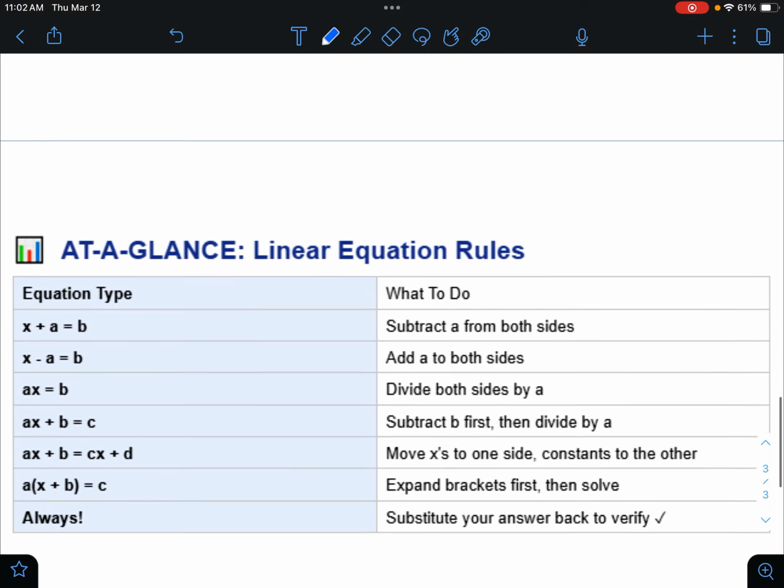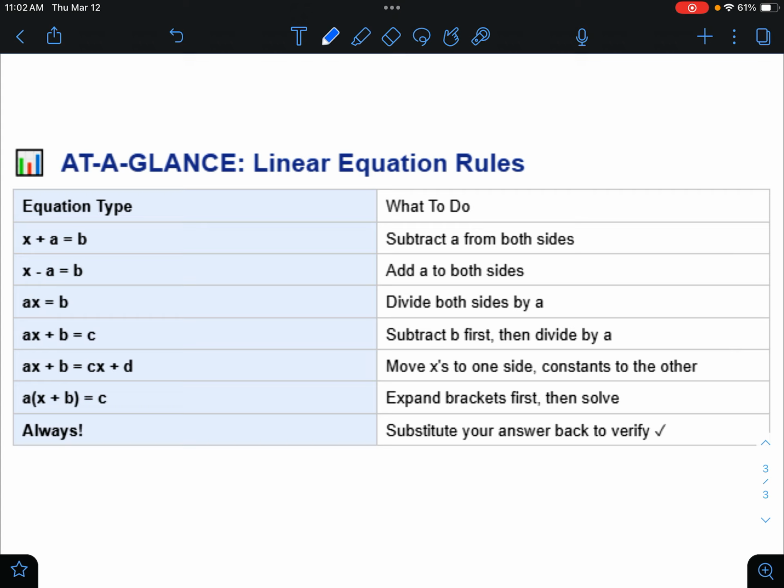Now, I do have a little cheat sheet you can look at here. If you want to screenshot this, you can. Okay, if you have an equation like x plus a equals b, what you want to do is subtract the a from both sides. That would basically isolate your x. If you have x minus a equals b, you add a to both sides, because minus a plus a is 0, that would cancel out the a. If you have ax equals b, you would divide both sides by a. That gives you the x by itself.